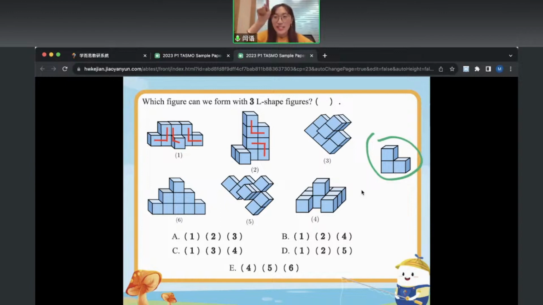So this is an L. Okay, and what about the third one? Look, that is at the bottom. Okay, so this is the second one. Also can form. Okay, and what about for the third one?